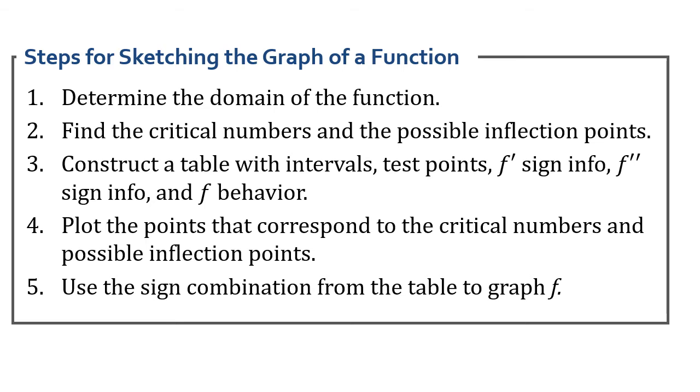Steps for sketching the graph of a function. First, determine the domain of the function. Second, find the critical numbers and the possible inflection points. Third, construct a table with intervals, test points, f prime sign info, f double prime sign info, and the behavior of the function. Plot the points that correspond to the critical numbers and possible inflection points. Use the sign combination from the table to graph f.